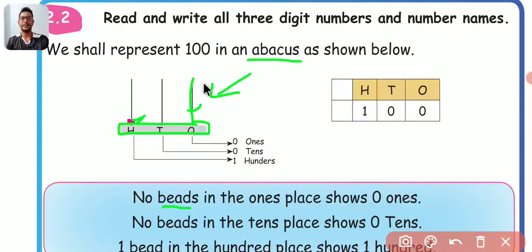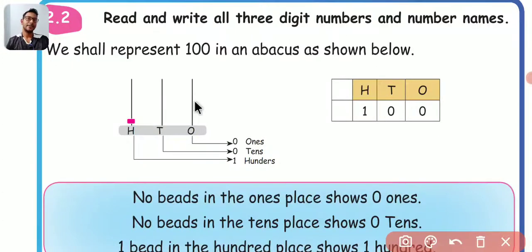Abacus. This is called an abacus. By using an abacus we can express numbers. Here they are expressing the number 100. How do they express the number? Inside we have O, T, H. O means ones, T means tens, and H means hundreds.